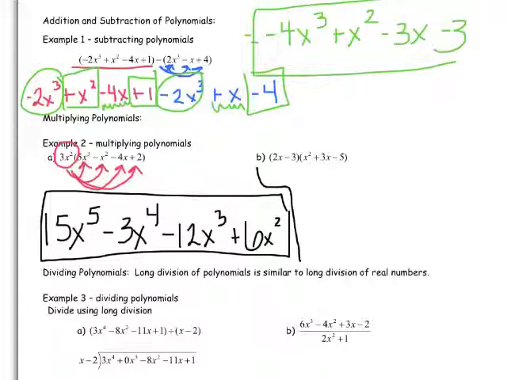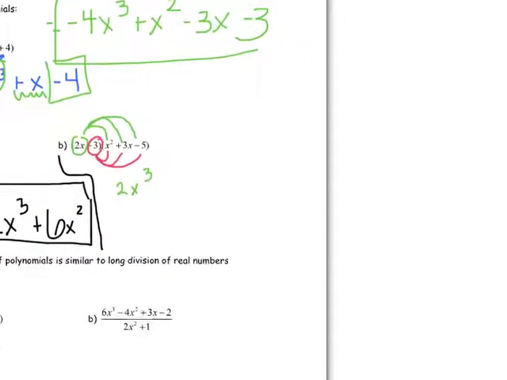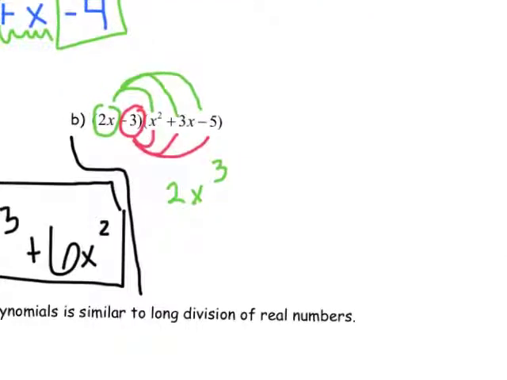Okay? All right, and B. Same thing, just a little more complicated. We're going to do 2x times this guy, and this guy. Then we'll do minus 3 times this guy, and this guy. So 2x times x squared is 2x cubed. Then I'm doing 2x times 3x is 6x squared. Then I'm doing 2x times negative 5 is minus 10x.